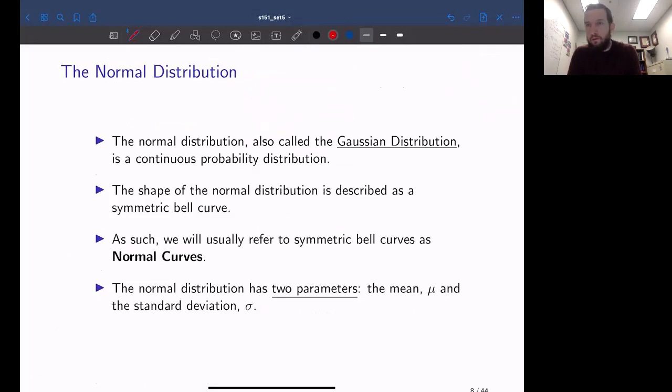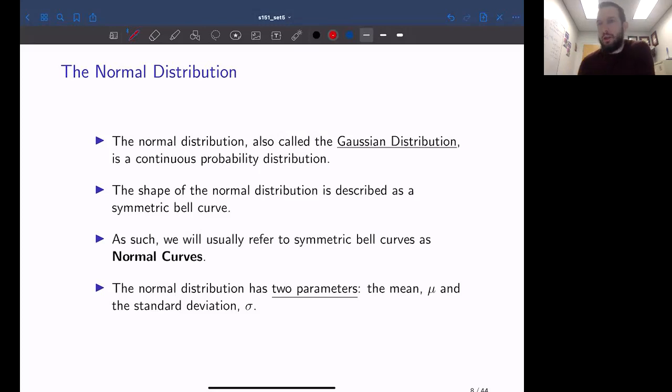Okay, the normal distribution is a specific or very common continuous probability distribution. It actually has 2 names, normal, which is I think what it's most commonly referred to, or Gaussian, which is what it's typically referred to in the statistical literature. The name Gaussian comes from Carl Gauss, who discovered or defined the distribution. Okay, so named after that researcher.